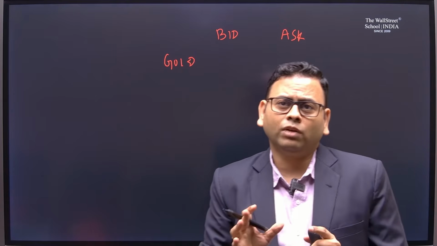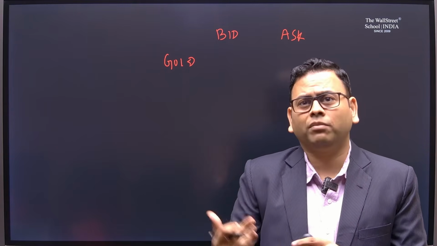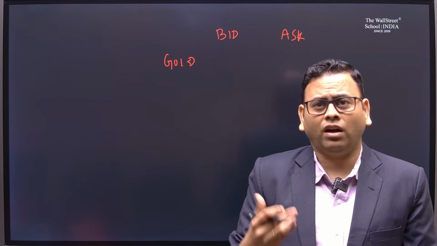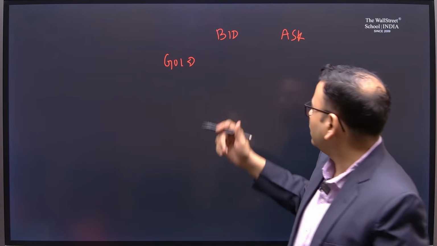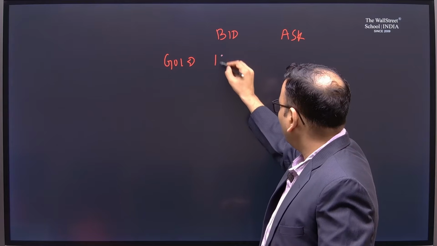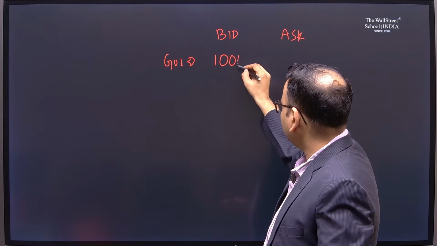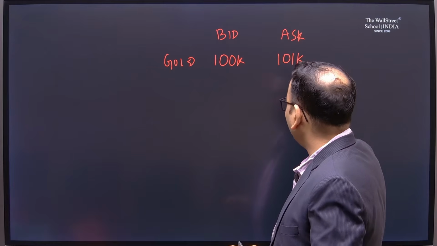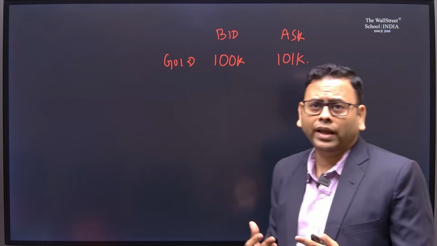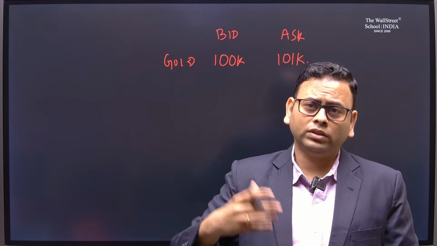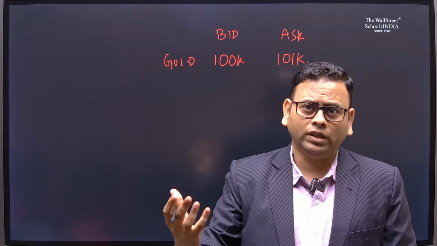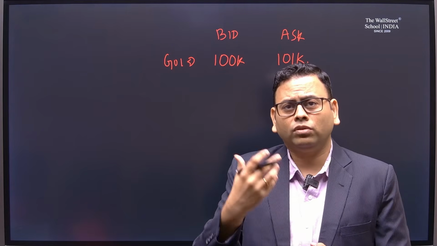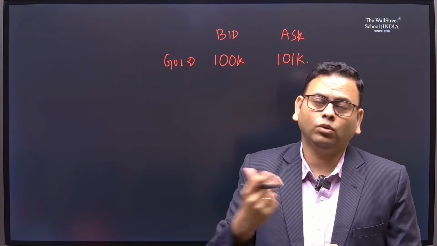So the market maker would tell what is his buying price, which becomes the bid price, and what is his selling price, which becomes the ask price. So let's say Kalyan Jewellers says that they are going to buy gold at 100,000 and sell gold at 101,000, which means if I want to buy gold, I will have to pay 101,000 to Kalyan Jewellers, and if I want to sell gold, then 100,000 is what I will be receiving.